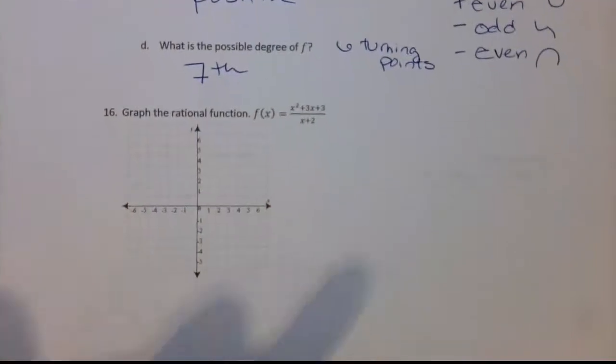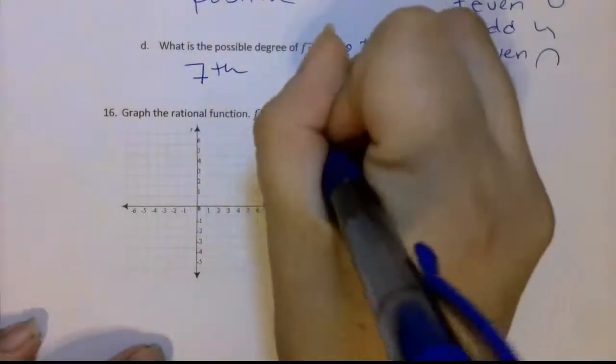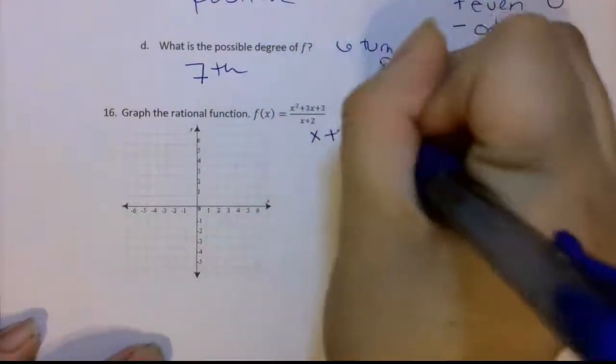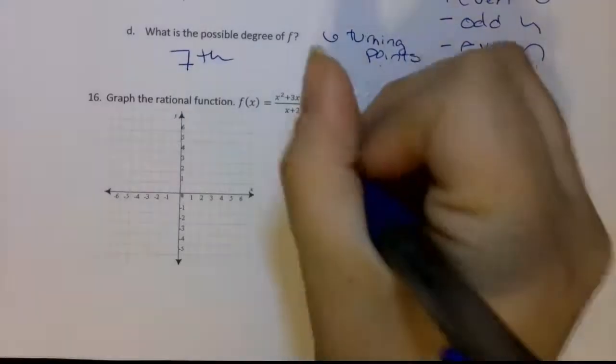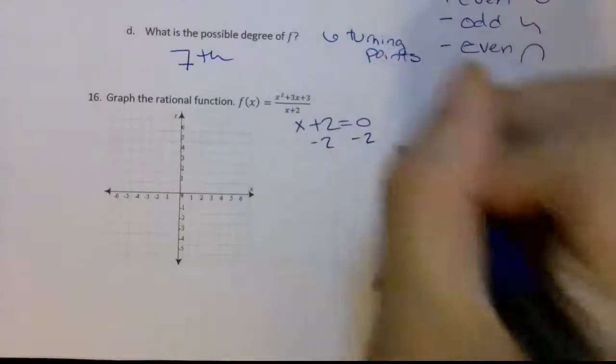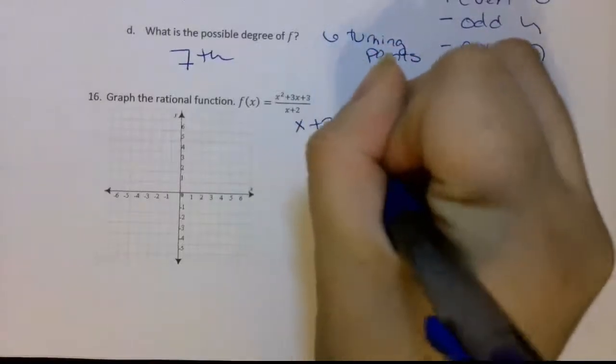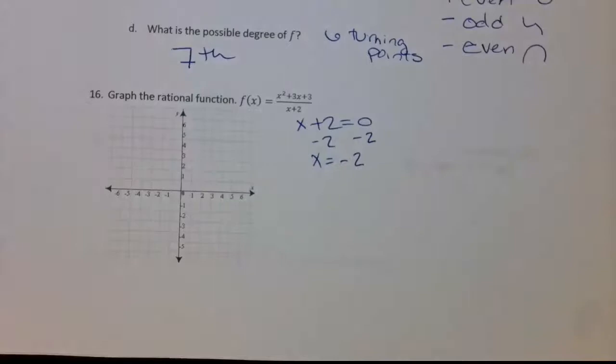Number 16 wants me to graph the rational function. What I first want to do is find my asymptote. So I take the denominator and I set it equal to 0. Then I want to actually solve. So I'm going to subtract 2 on both sides, and I get x equals -2. That means I'm going to have a dashed line there.